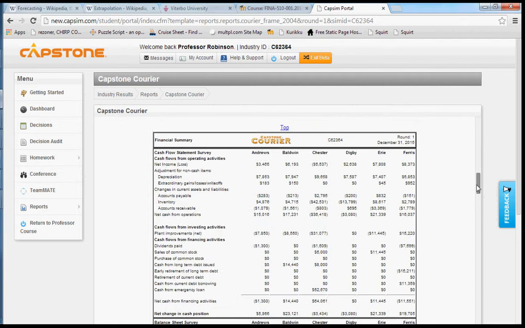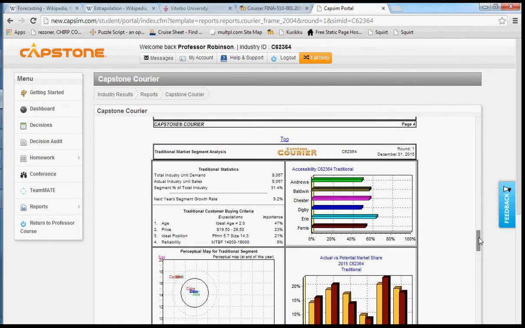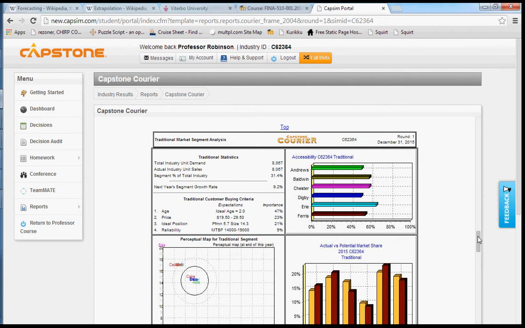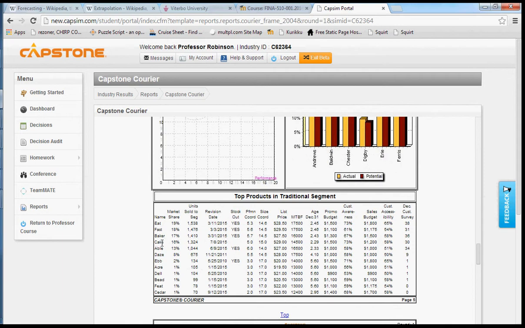So Chester has a product in the traditional segment labeled Cake, and it is a strong competitor in the segment, and has sales listed there and some information about the attributes of the product. And so in the simulation, we might, as a team, be interested in maybe improving our product to be more competitive relative to other products.